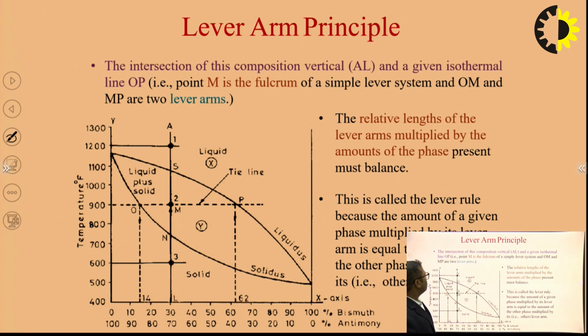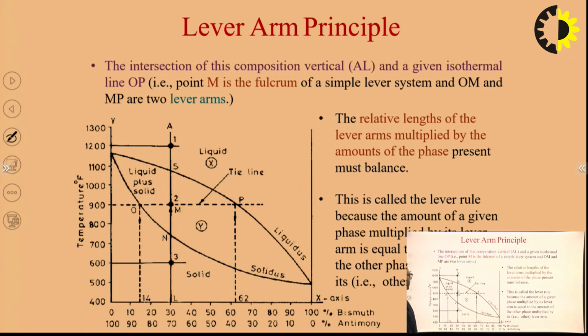So OP is the isotherm line, M is the fulcrum of a simple lever system, and OM and MP are the two levers. If one person sits here and one person sits here, the person who is heavy comes down, and the person whose weight is low goes up.